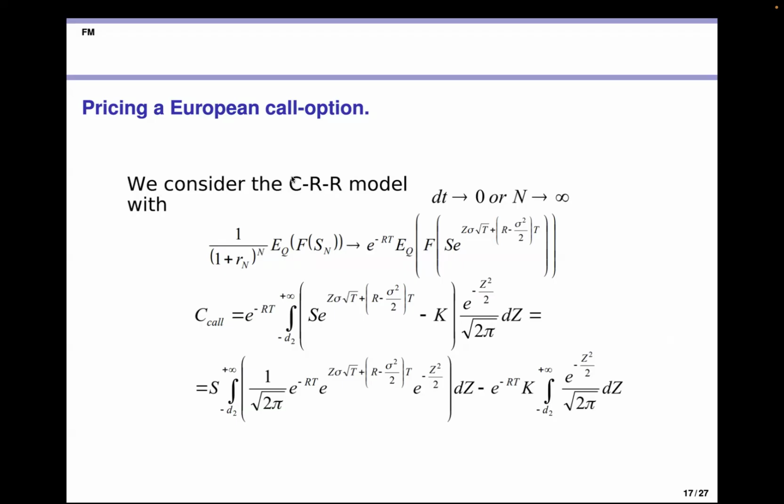We don't need to use exactly the Cox-Ross-Rubinstein formula, only the Cox-Ross-Rubinstein model. So we assume it is a binomial multi-period model, and we would like to find the fair price of a European call option. So we write that the fair price of a European call option equals, according to the definition.